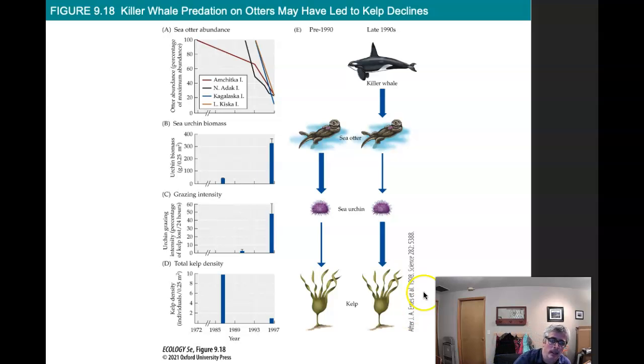And we can look at this famous figure here, pre-1990, when sea lion populations were still relatively high. You had otters, and the big arrow indicates otters eating lots of urchins, thin arrow, not eating a lot of kelp. Then when killer whales switched their diet to eating sea otters, there are fewer sea otters to eat urchins, urchins increase, eat lots of kelp, is effectively the story.